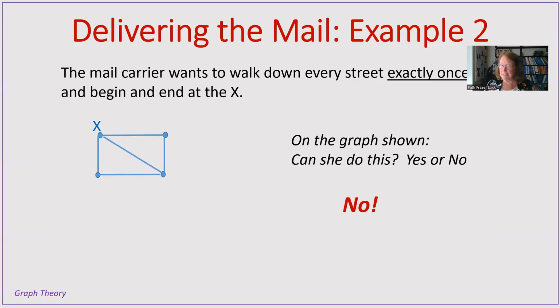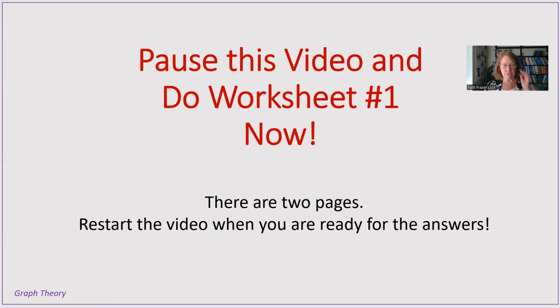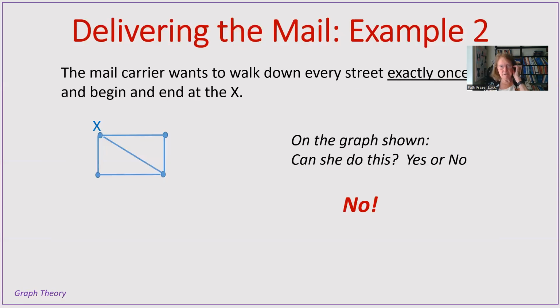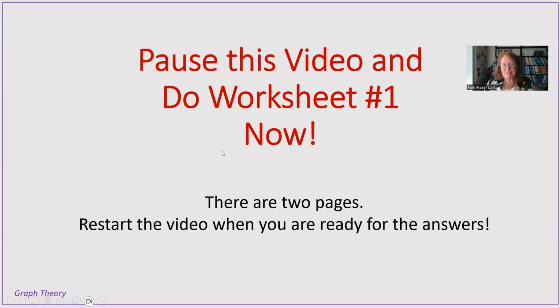Okay, that's your challenge. I'm going to give you a whole bunch more graphs or maps like this. And in every case, the rule is this: walk down every street exactly once and begin and end at the X and say yes or no, just whether you can do it or you can't do it. So pause the video now and do worksheet 1. And there's 2 pages. Restart the video when you're ready for the answers and I will wait.